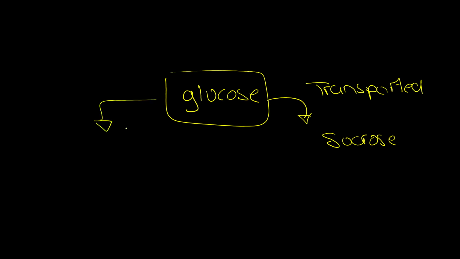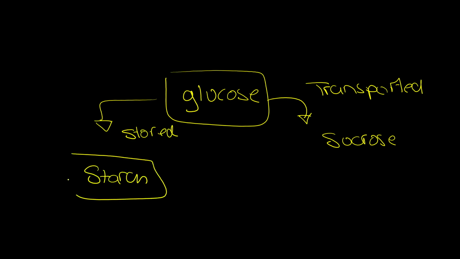Now, what if it is stored? It is stored in plants in the form of starch. That is why when we come to test if the plant did photosynthesis or not, we do not test for the presence of glucose, because glucose is immediately converted. It doesn't stay as glucose inside the plant. It is converted to sucrose, it is converted to proteins, it is converted to fats, and it is converted to starch if it is going to be stored.